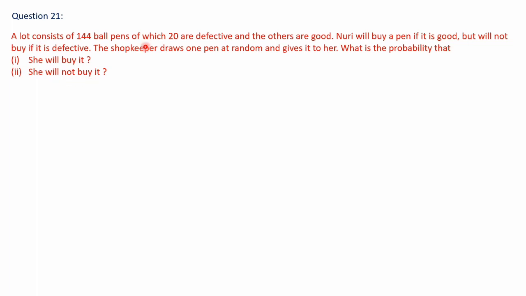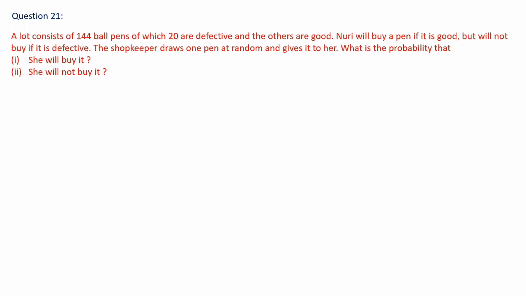So the condition explained in the question, you must be very clear about it. A lot consists of 144 ball pens, of which 20 are defective and others are good. Total 144 ball pens are there. Out of the 144, 20 are defective. It is mixed up. And Nauri will buy a pen only if it is good. So if it is defective, she will not buy. So the shopkeeper is taking one pen at random. It may be defective or maybe good one. We don't know. And gives it to her. The pen is given to the customer, Nauri.